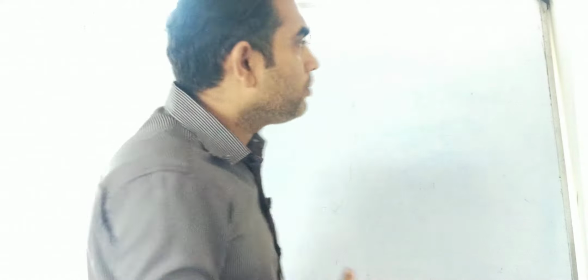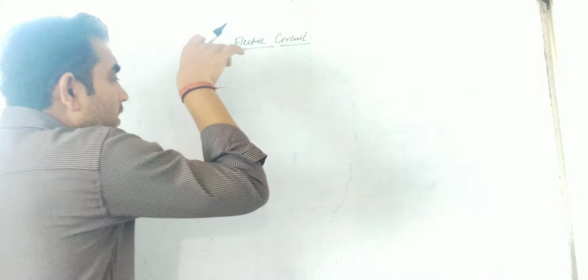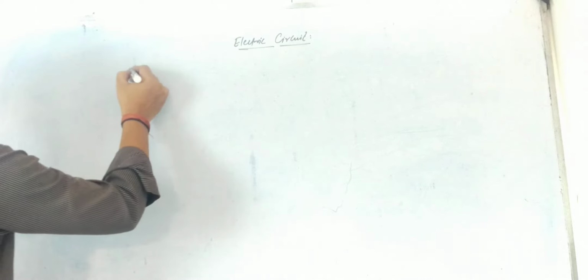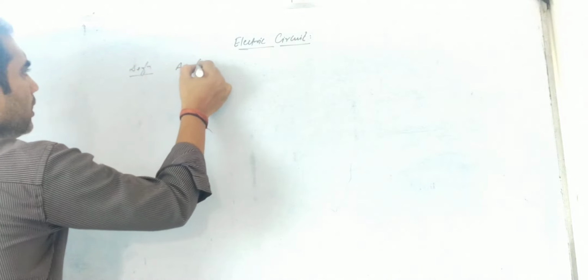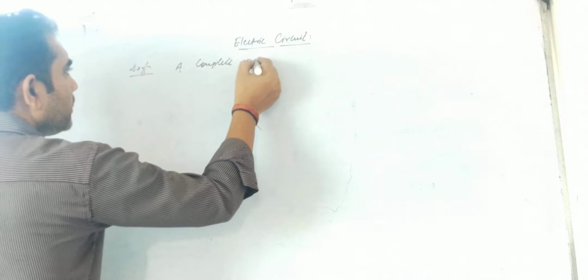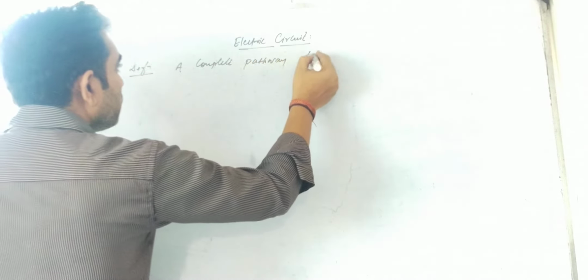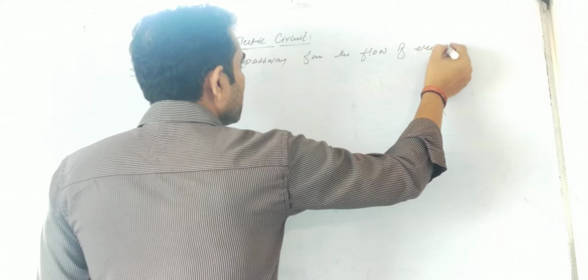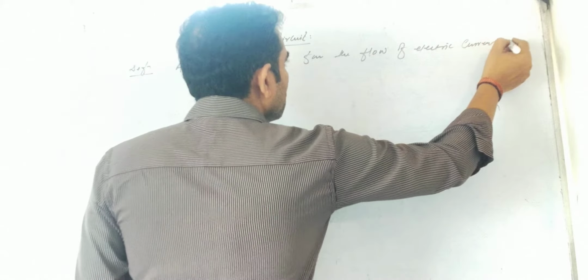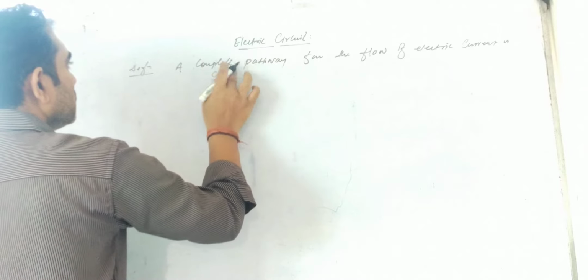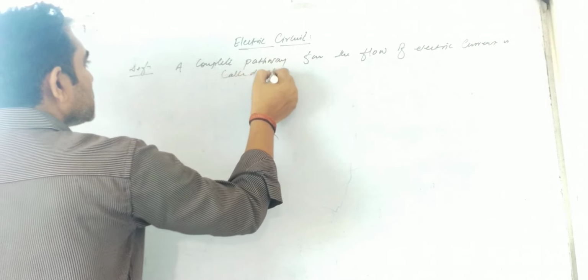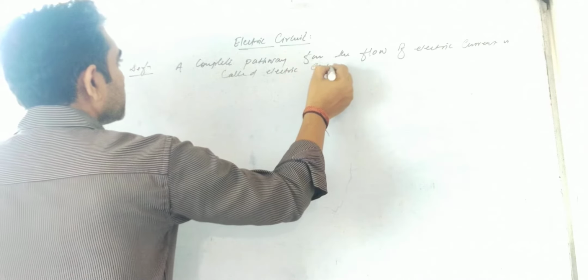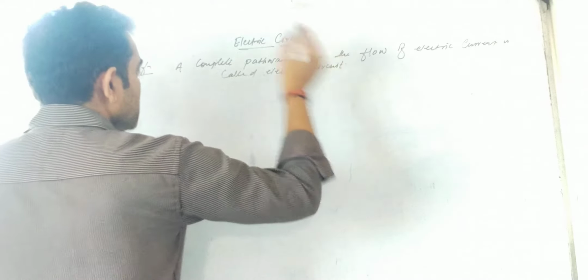and that complete pathway for the flow of electric current is said to be the electric circuit. So if we need to write the definition of the electric circuit, it will be: a complete pathway for the flow of electric current is called electric circuit. Obviously we understood it, electric circuit.